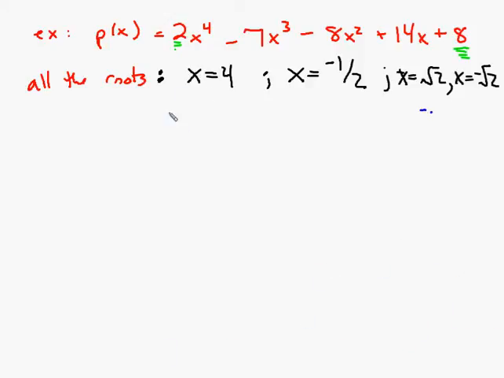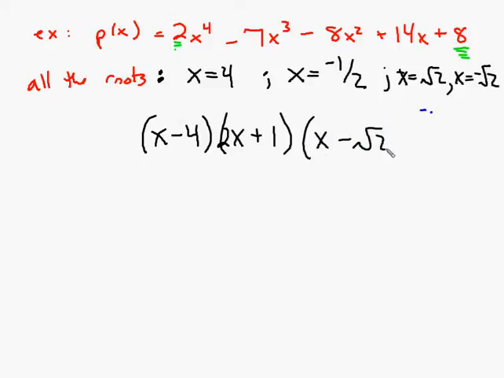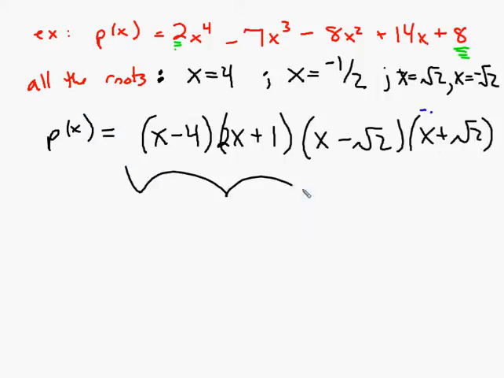So these are our roots, which means we had x minus 4 as a factor, 2x plus 1 as a factor, x minus root 2, and x plus root 2 as factors. That means p of x factored is this. Alright, let's recap what we've talked about, and we'll actually finish this section tomorrow.